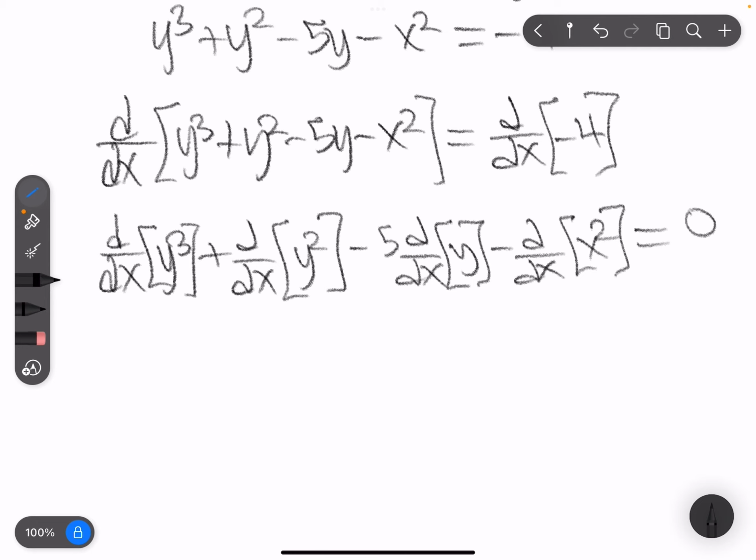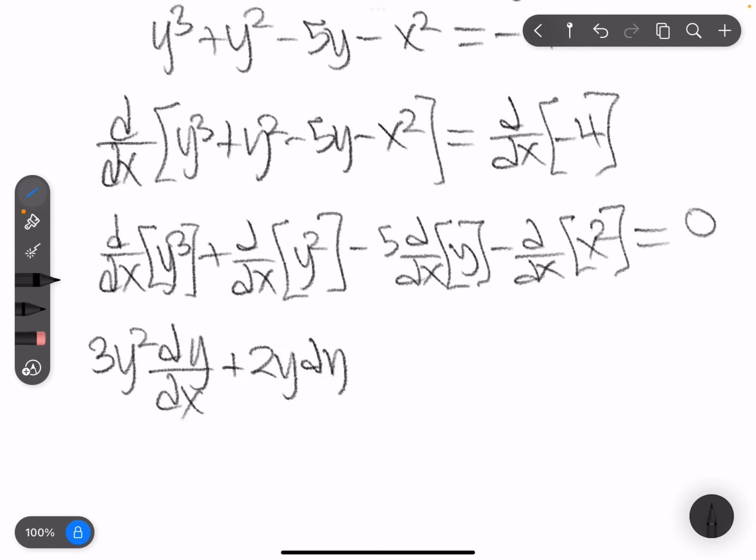We see that y cubed, to differentiate that, we need to write 3y squared times the derivative of the inside, which is this y. So we're going to add on a dy dx. Similarly, here it's going to be 2y times dy dx. Here it's going to be minus 5 dy dx minus 2x equals 0.